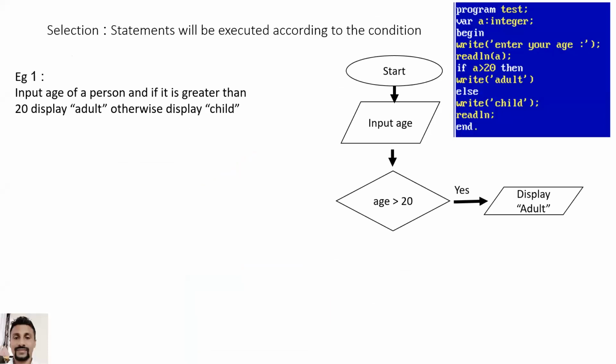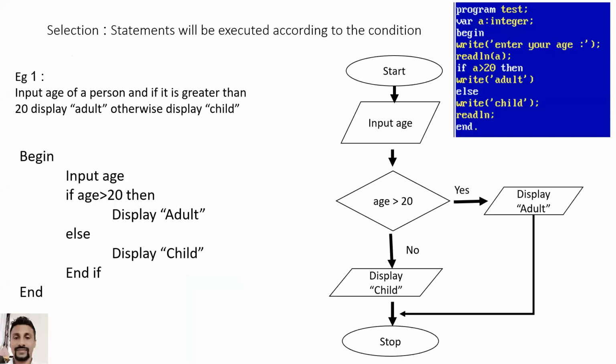Now this is a bit different one. Now this is called selection. In the selection, what is happening? You are checking a condition. Now my question is: input age of a person, and if it is greater than 20, display adult, otherwise display child. So I take age here.